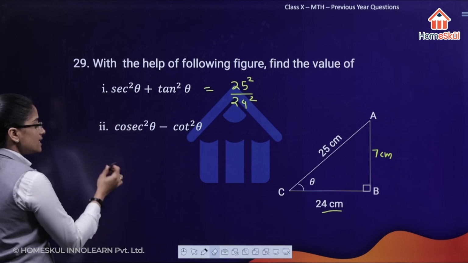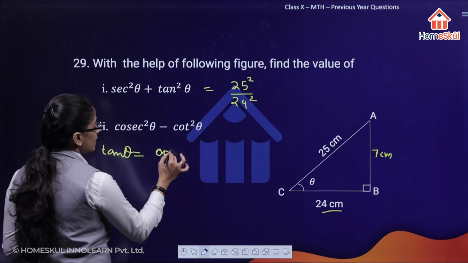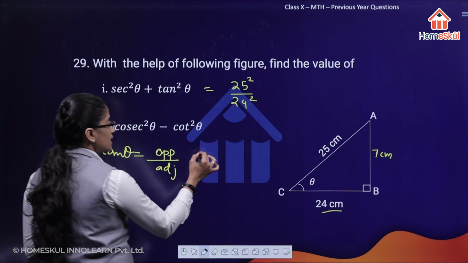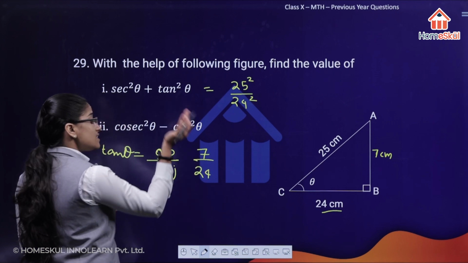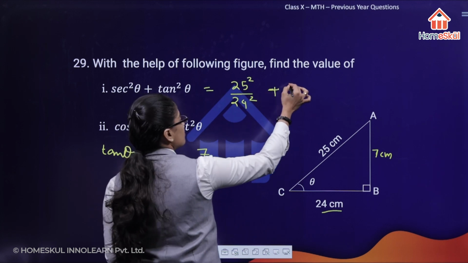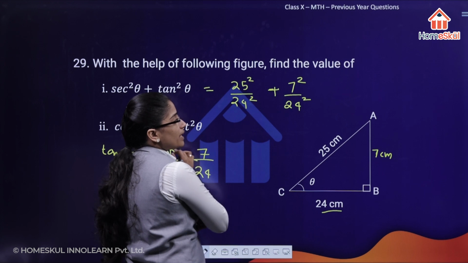And what about tan? Tan theta is equal to opposite side by adjacent side, isn't it? So, with respect to theta, which is the opposite side? It is 7. So, it is 7 by 24. Tan square theta will be, it will be plus, right? So, it will be 7 square by 24 square. Denominators are same, right?